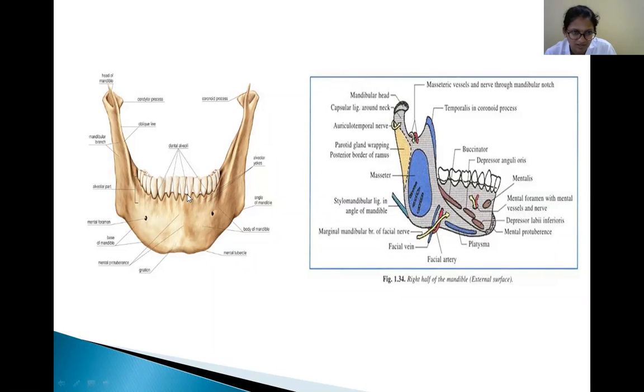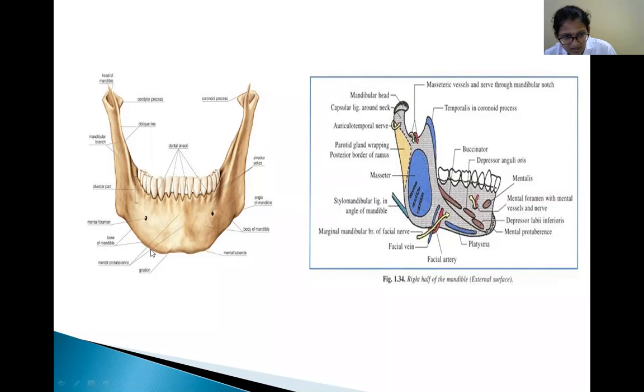We know the formula of the teeth: 2 plus 1 plus 2 plus 3. First two are incisors, next one is canine, next two are premolars, and next three are molars. These are the teeth which lie in the upper border. Okay, next below, the lower border or base.